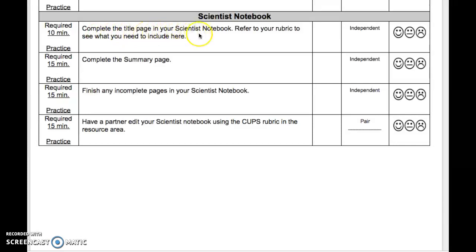Complete the title page in your scientist notebook. Refer to your rubric to see what you need to include here. The next section is required for 15 minutes. It is practice. Complete the summary page.